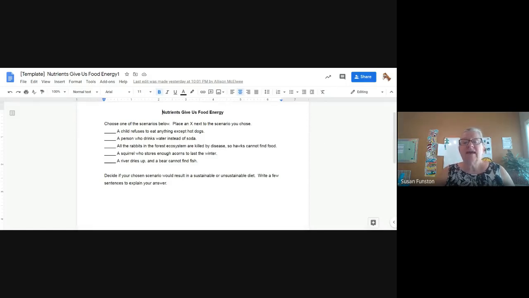I'd like you to place an X next to the scenario you choose. So here are the scenarios you have to choose from. A child refuses to eat anything except hot dogs. The next one is a person who drinks water instead of soda. The next one is all the rabbits in the forest ecosystem are killed by disease, so hawks cannot find food. A squirrel who stores enough acorns to last the winter. And the last one is a river dries up and a bear cannot find fish.